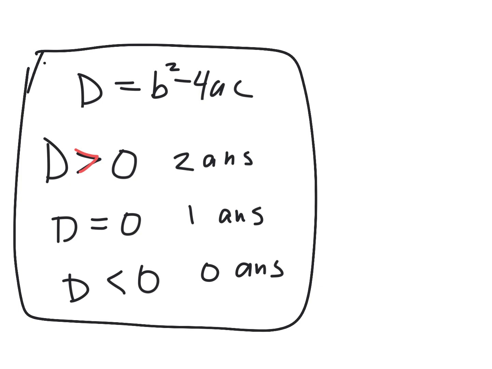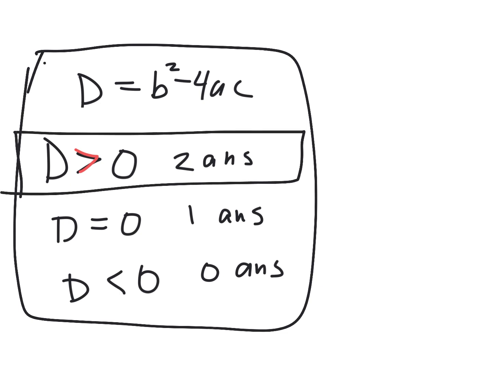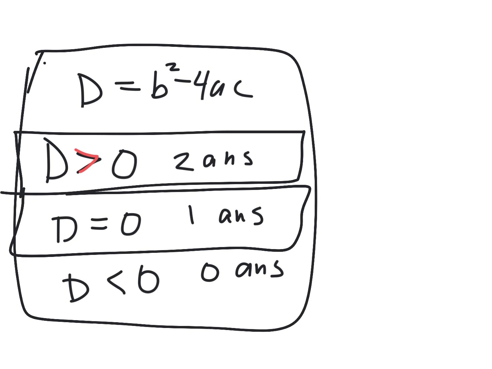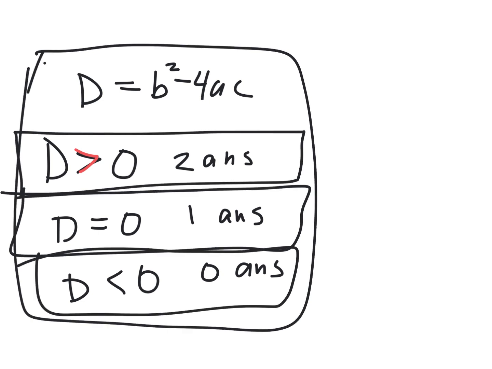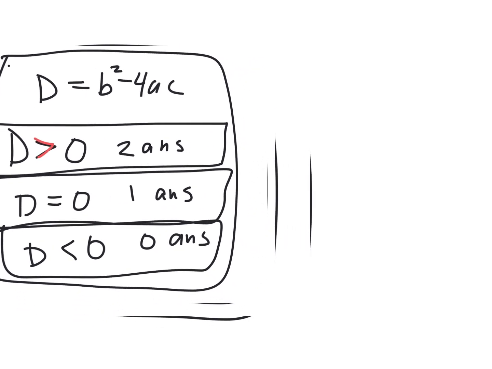You might remember that's b squared minus 4ac. But when they say, tell how many solutions it has, you're going to need to look it up on this little chart. It's either 2 answers or 1 answer or 0 answers, depending if it's positive or negative or 0. Okay, so here is an example problem, right along next to it.